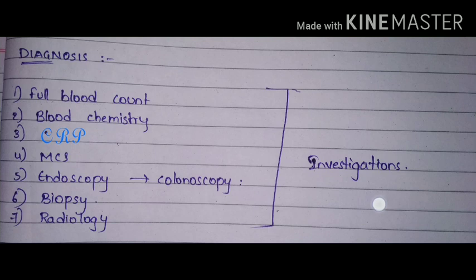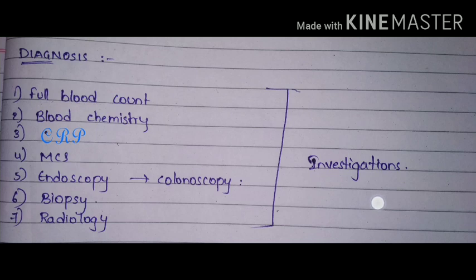If we go for the diagnosis, the first one is full blood count, which is nothing but the complete blood count. In this we can observe anemia or malabsorption, like deficiency of vitamin B12 or iron deficiency. Why are we doing this? Because of the damage of the intestinal mucosa, we have to check for malabsorption.